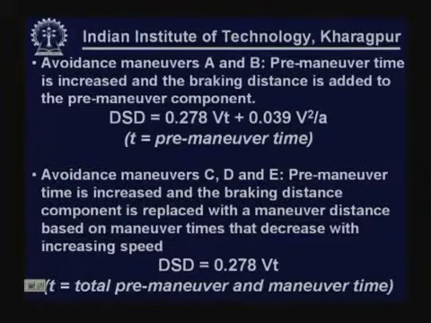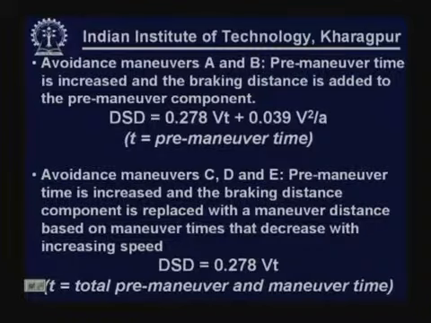For avoidance maneuver A and B, pre-maneuver time is increased. Whatever we considered as perception reaction time, that is the pre-maneuver time, that t value is increased, and the braking distance is added to the pre-maneuver component, because ultimately it is a stopping maneuver. So, the equation is just like SSD = 0.278 Vt + 0.039 V square by a, but here the t is pre-maneuver time, not the reaction time of 2.5 seconds what we considered in case of SSD.